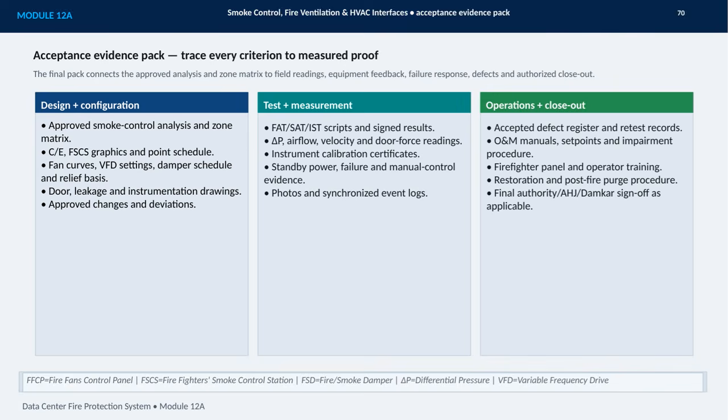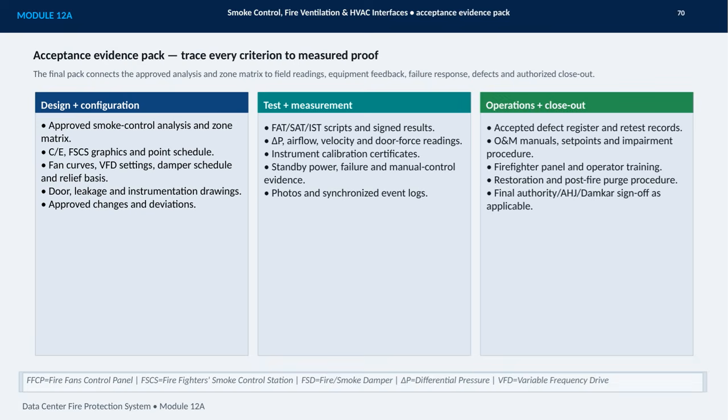The first group covers design and configuration. That includes the approved analysis and zone matrix, control graphics and point schedules, fan and damper information, door and instrumentation drawings, plus any approved changes or deviations. The second group is test and measurement. Signed FAT, SAT, and IST results are supported by differential pressure, airflow, velocity, and door force readings.